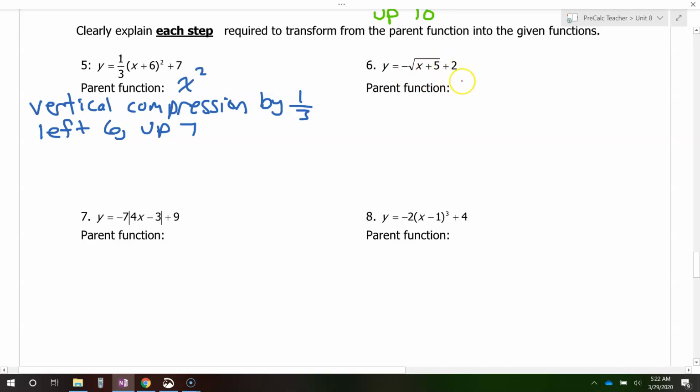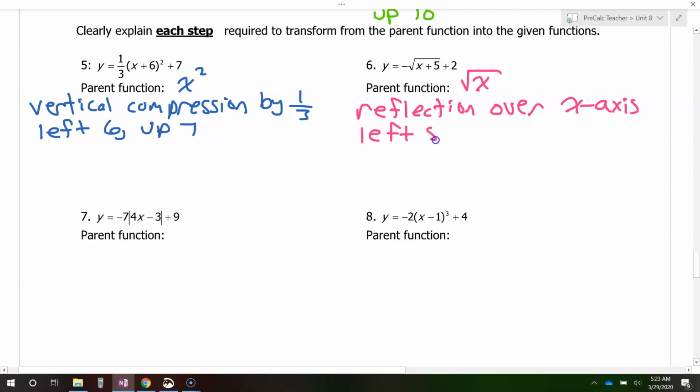Okay, clearly the parent function here is the square root of x. Negative sign in the front is a reflection over the x-axis. Plus 5 in this position is going to move the graph left 5. And the plus 2 on the end takes you up 2. All right, that's it. 3 transformations.